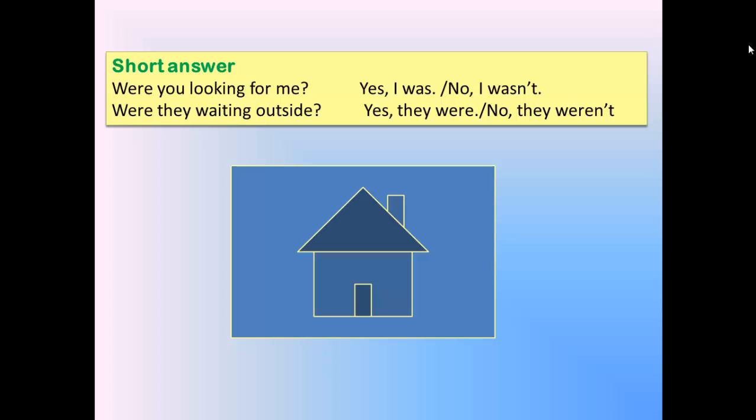The following example, were they waiting outside? Yes, they were. Or no, they were not.